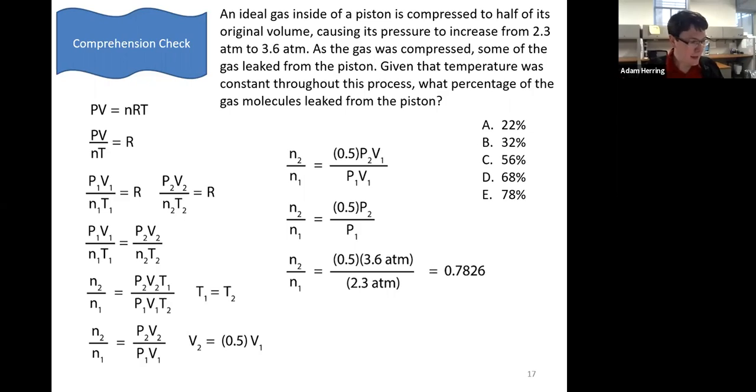What that means then is that's the ratio of how much is left over. So we have 78.26% left over. Therefore, to find out the amount that was lost, we take the difference between the two. And that's approximately 22%.